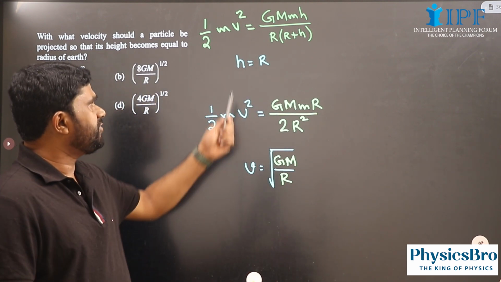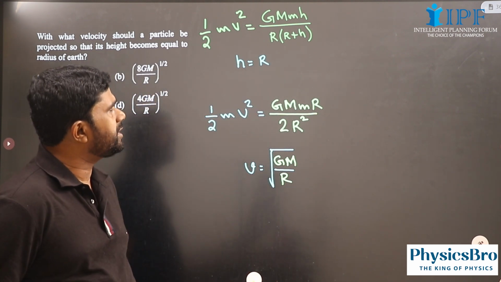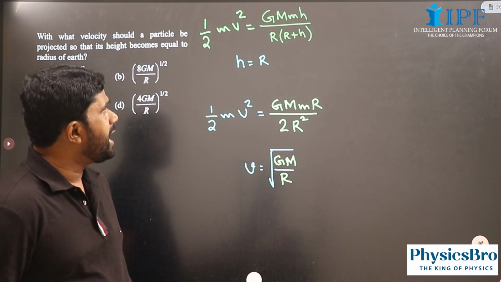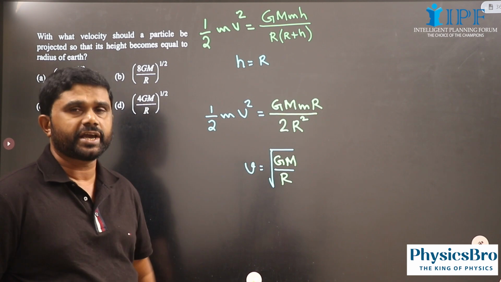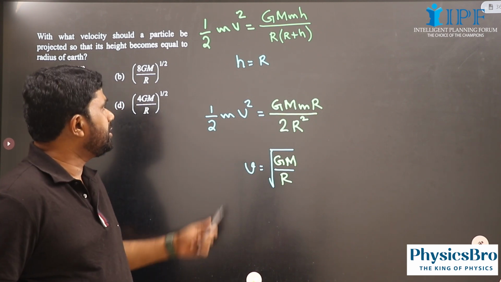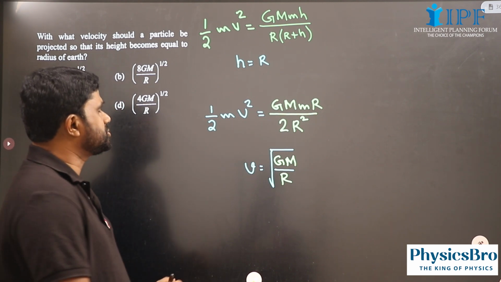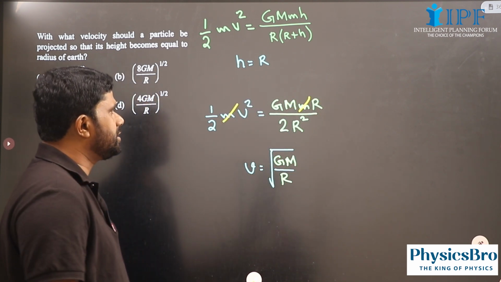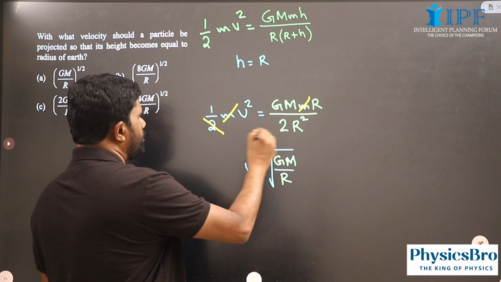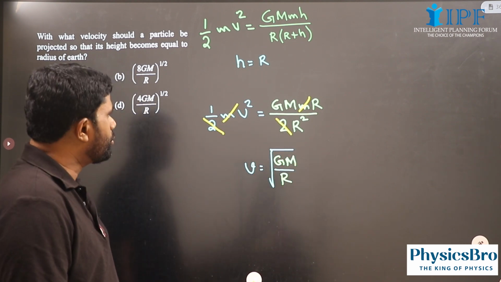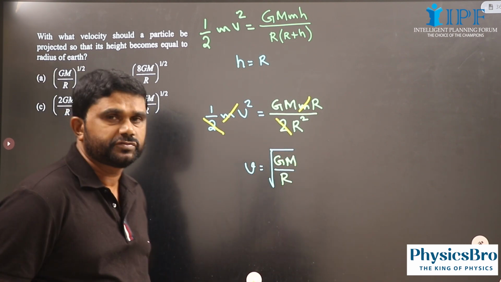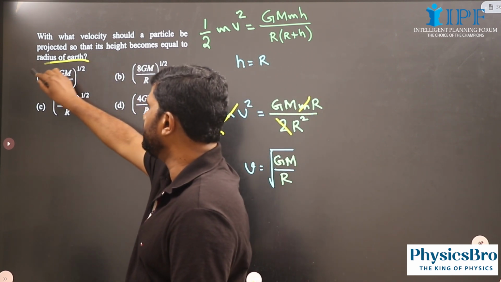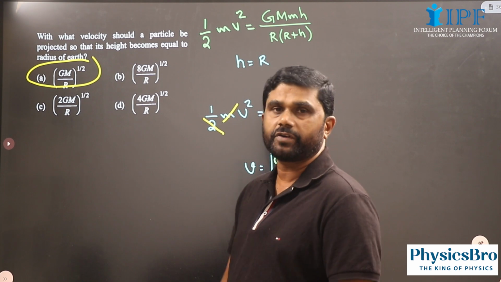Now we have h equal to r, so in the denominator it will be 2r square, and in the numerator GMm, and h in the numerator also we can replace by r. On the left side we have half mv square. Small m is there on both sides, we can cancel it, and the 2 in the denominator on both sides we can also cancel. So v will be root of GM by r, that is v equal to GM by r whole raised to 1 by 2.